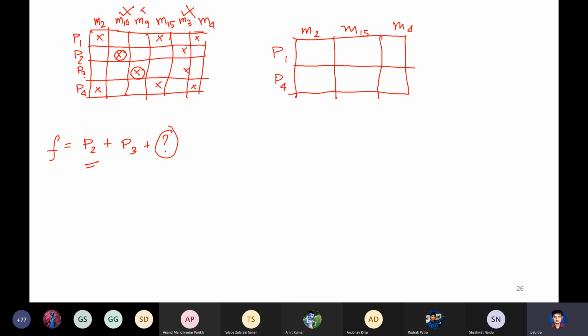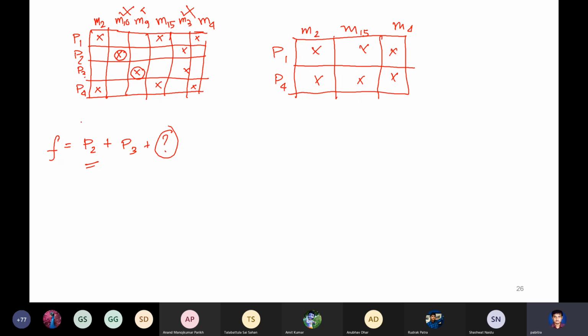And there are two more prime implicants I can choose from. They are P1 and P4. Now, what is the structure for this? I have a cross here, M15, I have two crosses, M4, I have two crosses. So now I have to choose a reduced number of rows so that I cover each column. So what are my possibilities? Which subset of rows? So I can choose either P1 or P4.